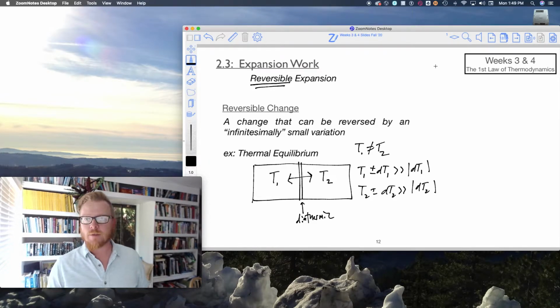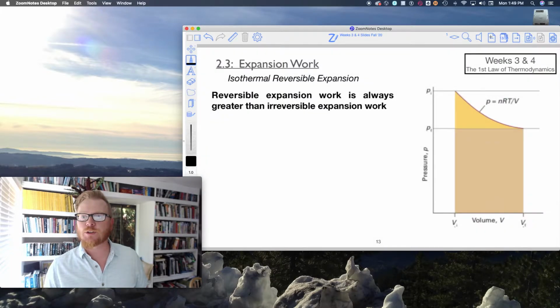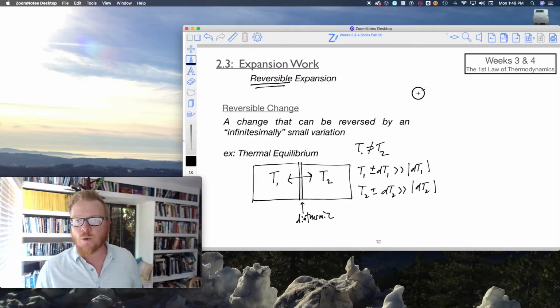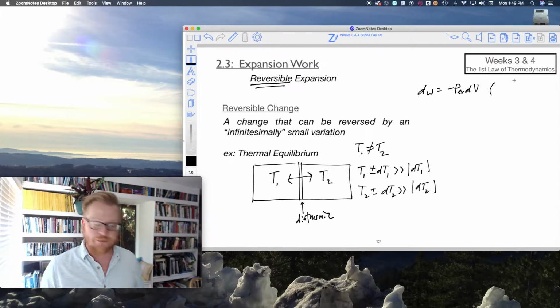So now, what about reversible expansion work? Let's keep going with that. dW equals negative P external dV, and I'm going to define that as irreversible.